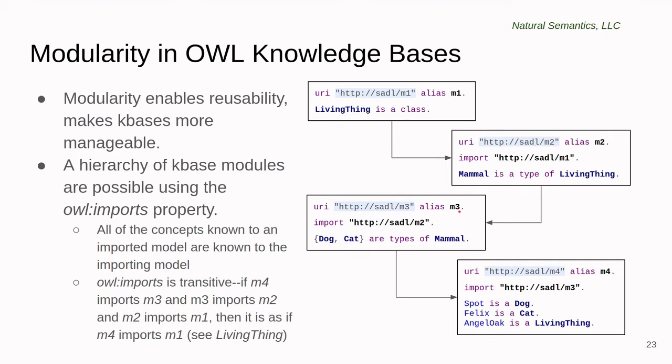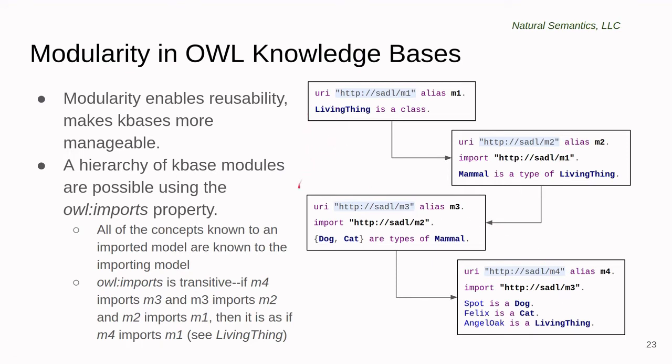Furthermore, I can import M2 into M3. And in M3, I could say things like dog and cat are types of mammal. And mammal is a known concept because I've imported M2, where it is defined. And likewise, I could import M3 into model M4, and then I can say things like Spot is a dog, and dog is known. Felix is a cat, cat is known. And I can say Angel Oak is a living thing, and living thing was way up here in M1.